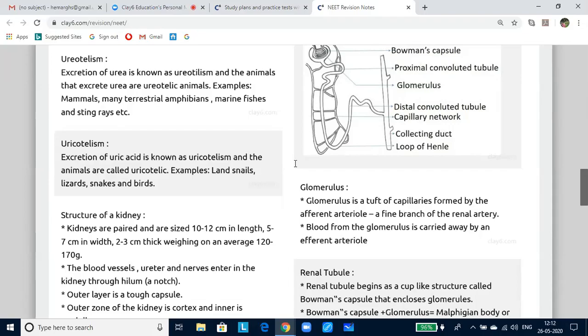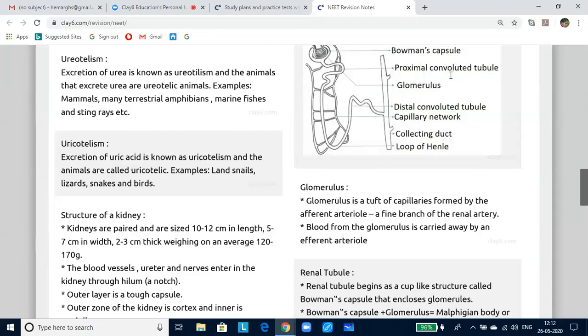In uricotelism, the main nitrogenous waste is crystals of uric acid. It is common in birds, land reptiles, insects, snails, etc. Uric acid is least soluble in water and it is less toxic. It is excreted in solid crystal form, formed from ammonia in the liver of uricotelic animals and in the malpighian tubules in insects. Now let us look at the excretory system of man.